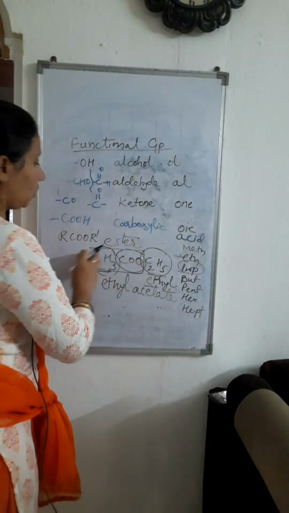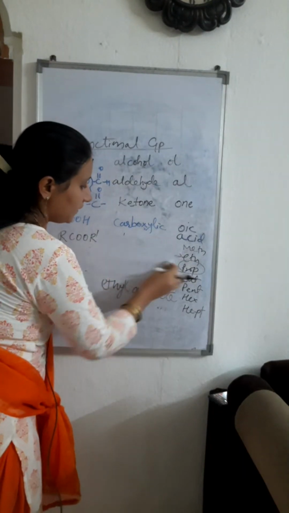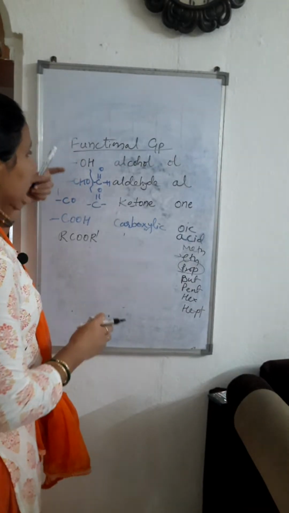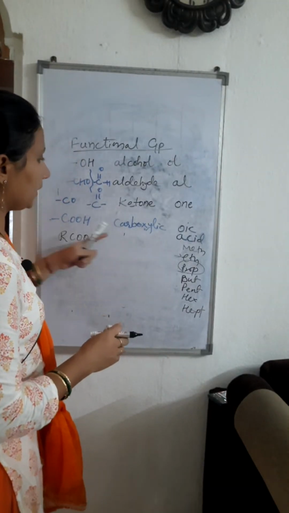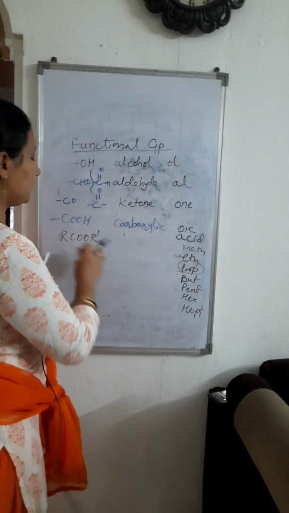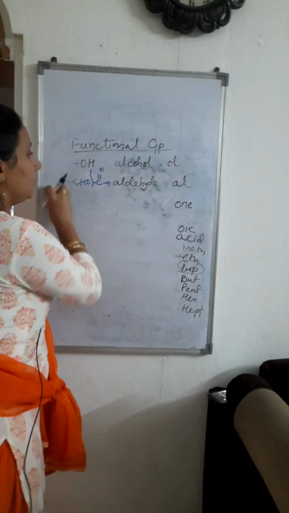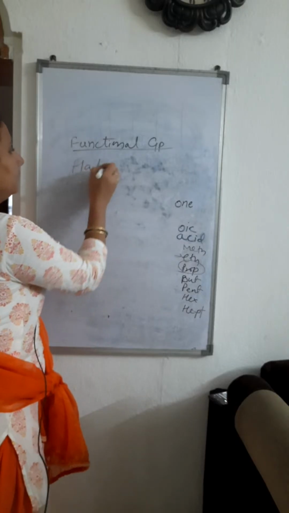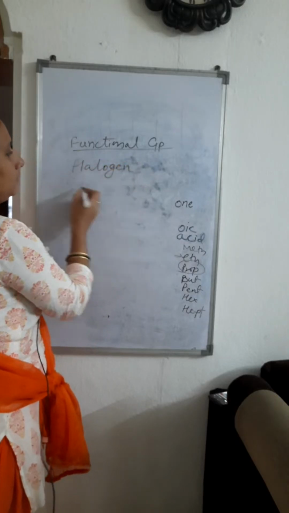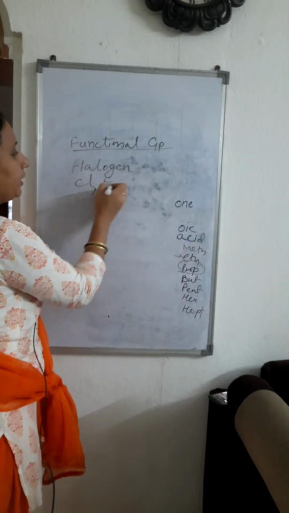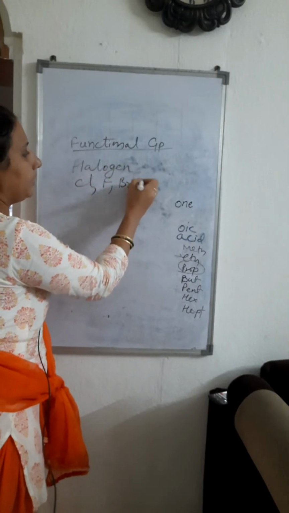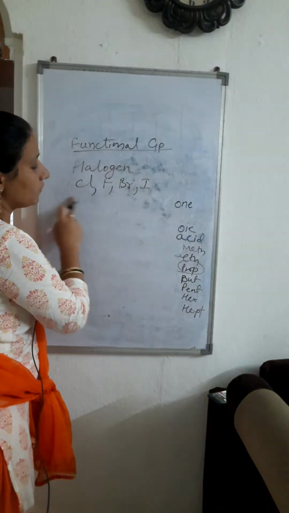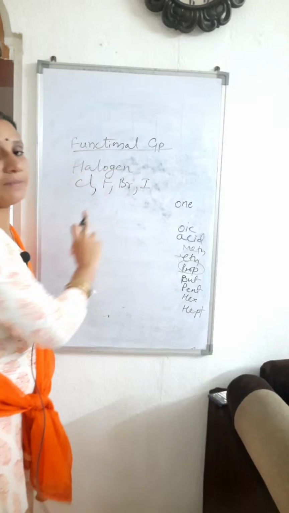Now the last topic. As I told you, only 6 functional groups are there in your syllabus. The first one was alcohol, second aldehyde, then ketone, then carboxylic acid, then esters, then halogens. Now what are called halogens? Halogens like chlorine, fluorine, bromine, iodine, these are called halogens. Depending on what suffix is being used, we name the compound.